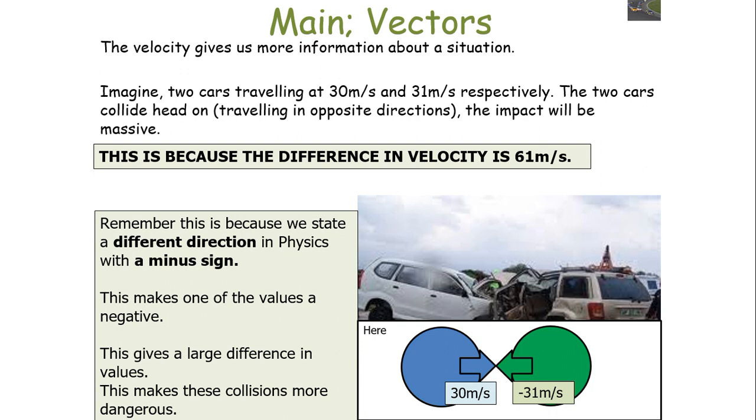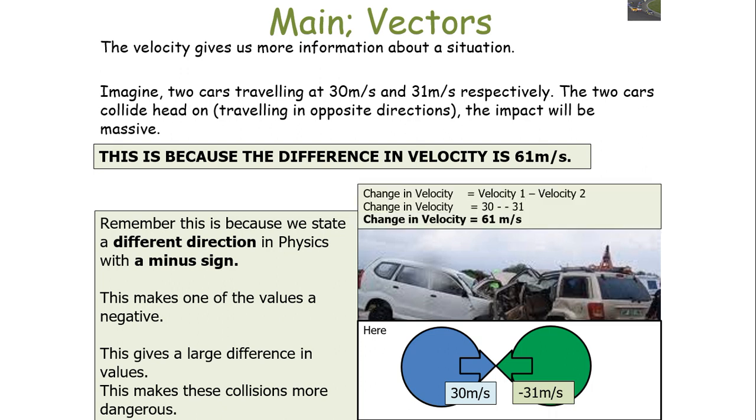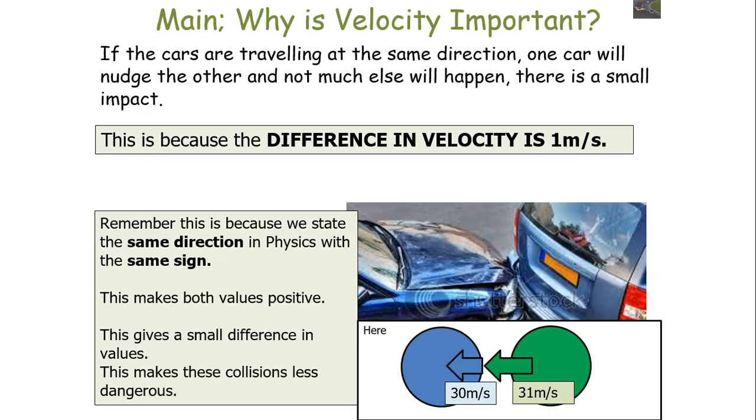So now you've got one travelling at 30 meters per second velocity wise and the other travelling minus 31 meters per second velocity wise. So therefore the difference in velocity is 61 meters per second, because the difference between 30 and minus 31 is 61, and that tells us why a head-on collision is actually very dangerous, because there's a large difference in velocity.